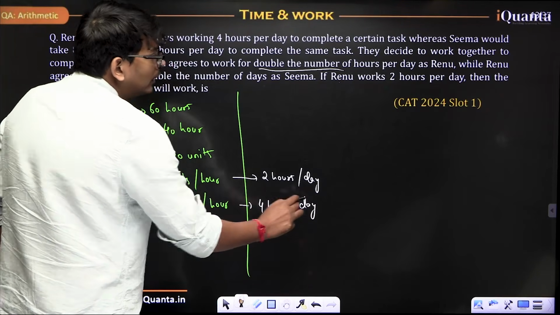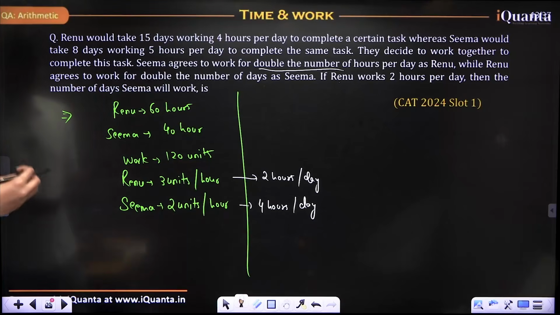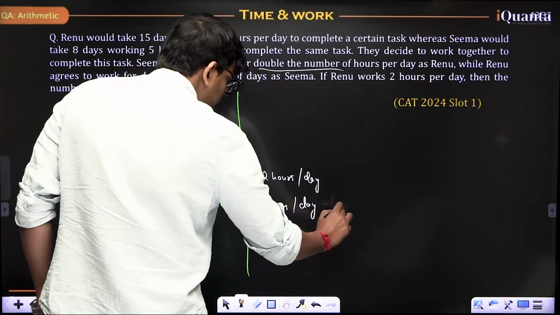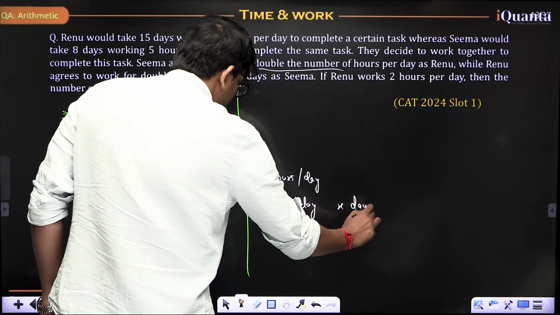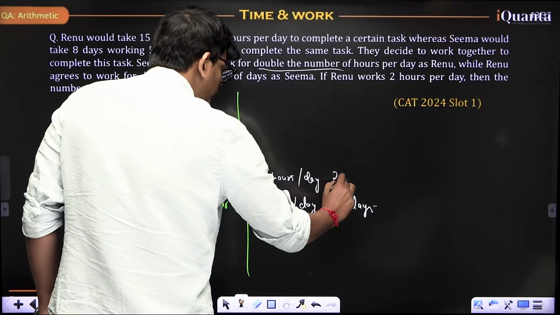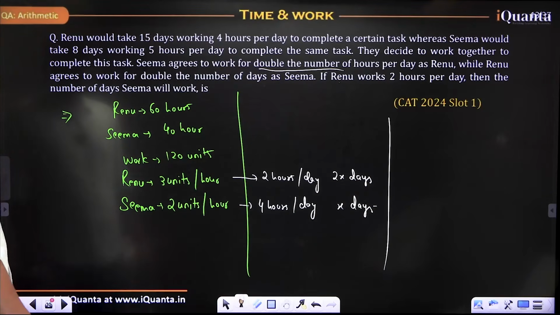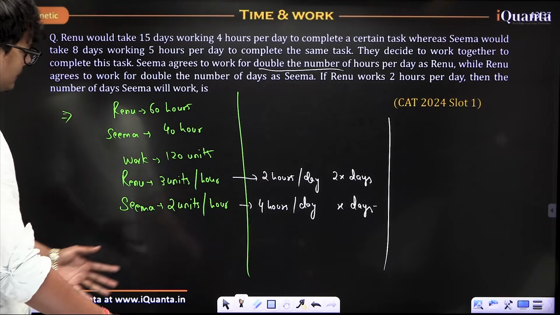Also, while Renu agrees to work for double the number of days as Seema. So suppose Seema is doing work for X days. So Renu must be doing for 2X days. Okay. Let's find out the number of days Seema will take, the value of X.